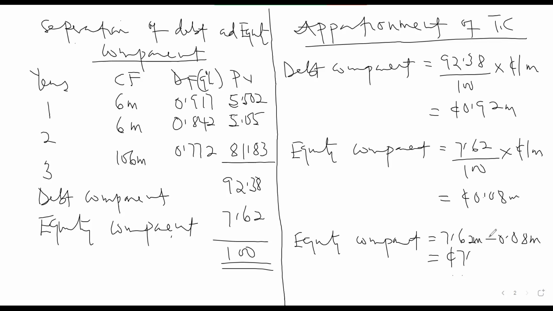7.54. The debt component will also be 92.38 minus 0.92. So let's get the remaining value. What will be the fair value of the debt? Fair value of the debt component.